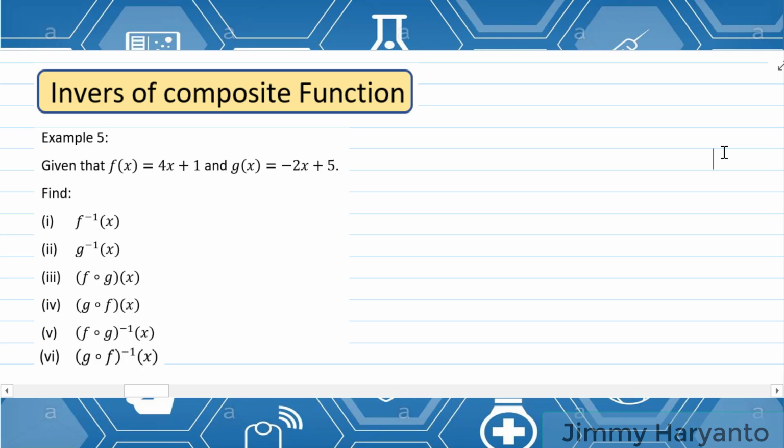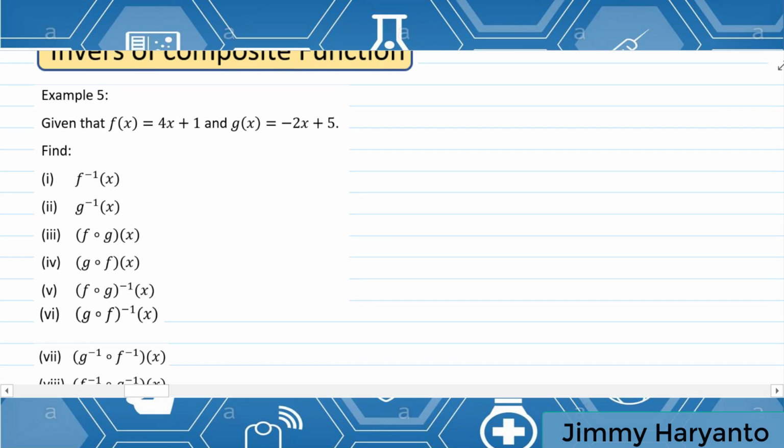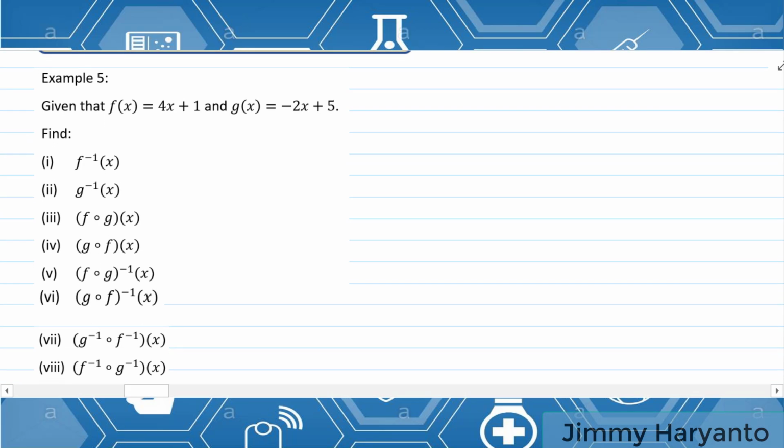Okay, the next is inverse of composite function. Let's try to combine our sections, which are composite and inverse, together. Example 5. Given that f(x) equals 4x plus 1 and g(x) equals negative 2x plus 5, the first question wants us to find f inverse.